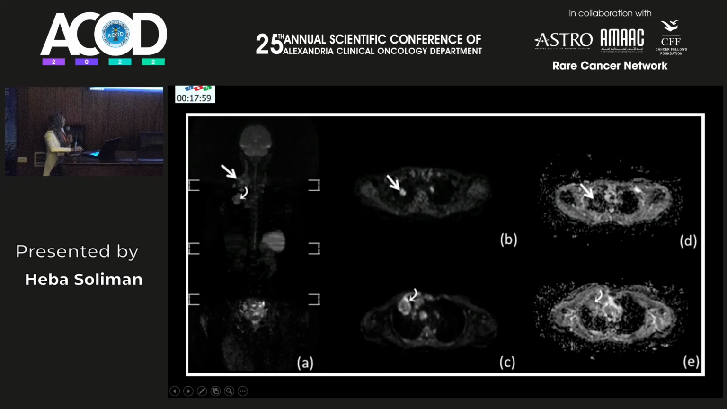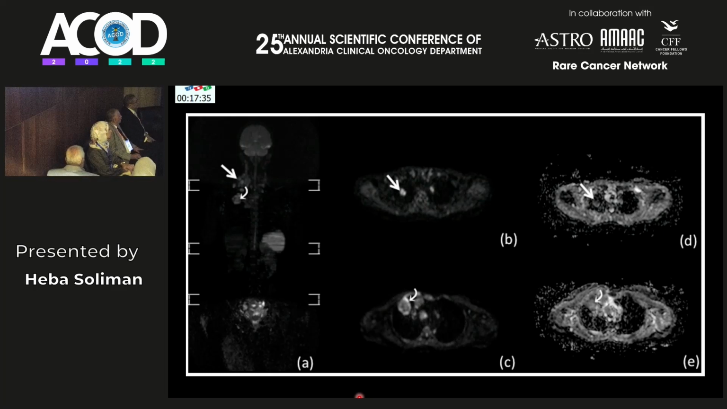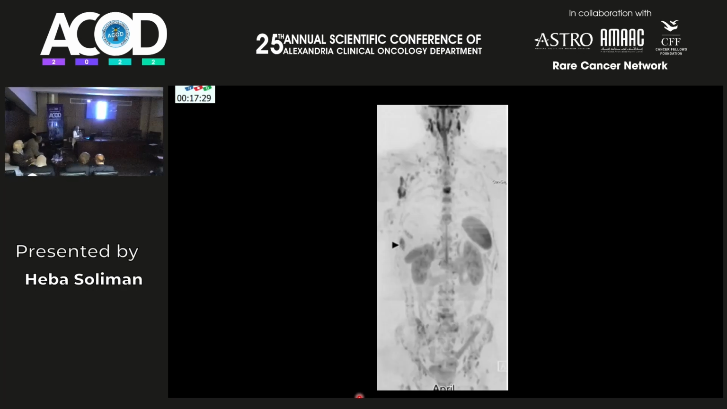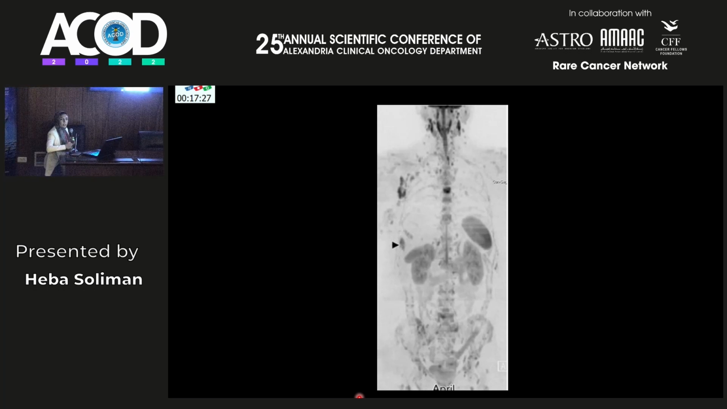This is an image. This is axial diffusion, showing the tumor. It was a pulmonary tumor, and this is the ADC image. We also have the ability to invert the diffusion sequence to give a PET-like picture.